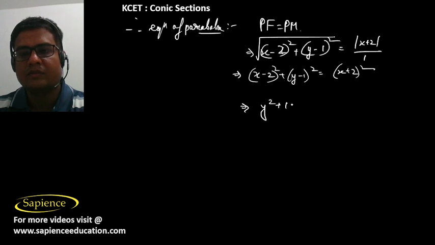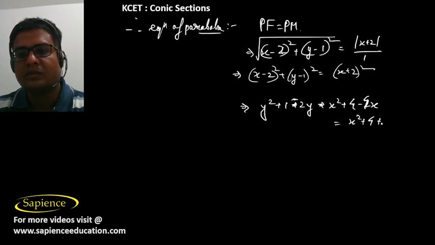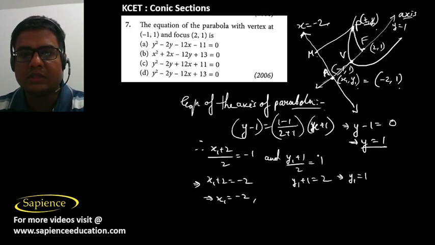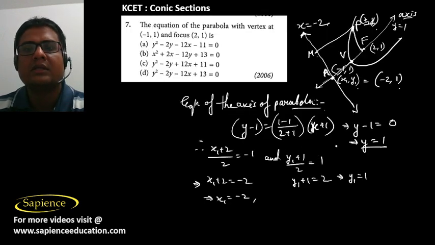y square plus 1 minus 2y, then plus x square plus 4 minus 4x, that is equal to x square plus 4 plus 4x. X square will cancel, and 4 will cancel, so that is 8x. So it is y square minus 8x plus 1 that is equal to 0. So here it means that none of the options are correct.